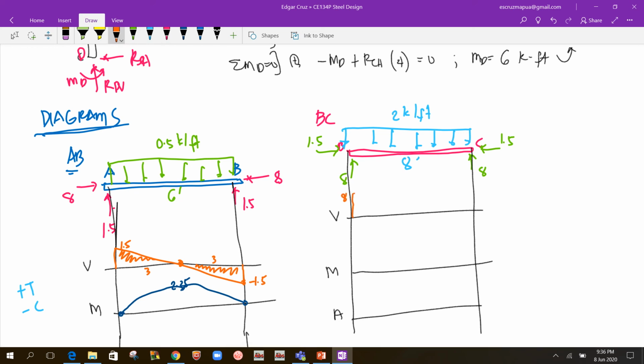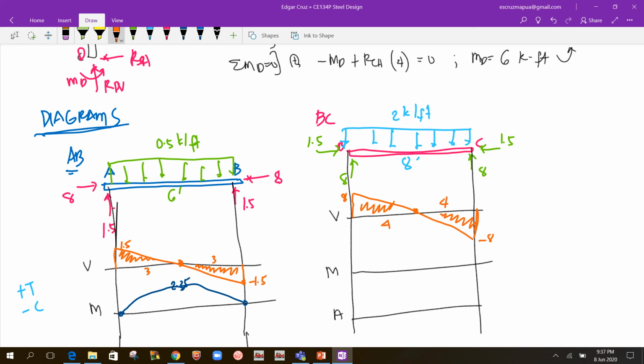Then, 8 minus 2 times 8, so that is 16. So, negative 8. Then, 8 ulit pataas. So, that's the shear diagram. It consists of 2 triangles. And of course, this point of intersection would be kalahati ng 8, so 4. Ito rin ay 4.